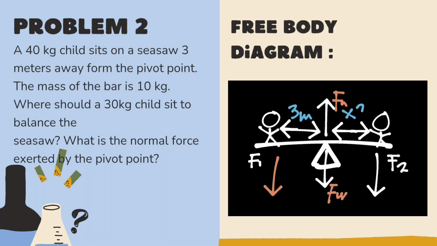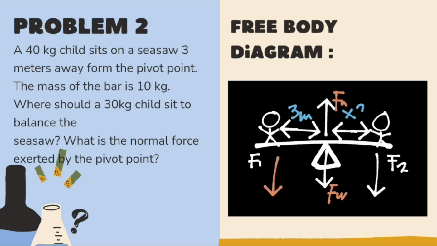Problem number 2. A 40 kg child sits on a seesaw 3 meters away from the pivot point. The mass of the bar is 10 kg. Where should the 30 kg child sit to balance the seesaw? What is the normal force exerted by the pivot point?